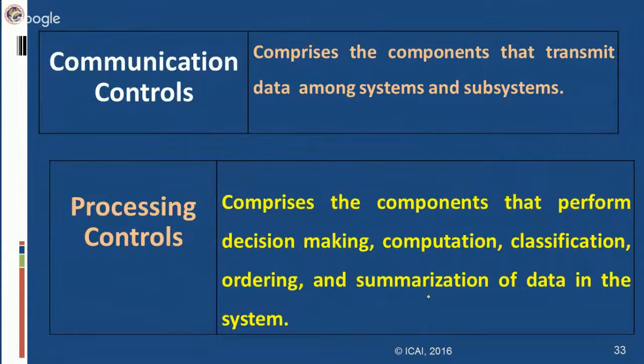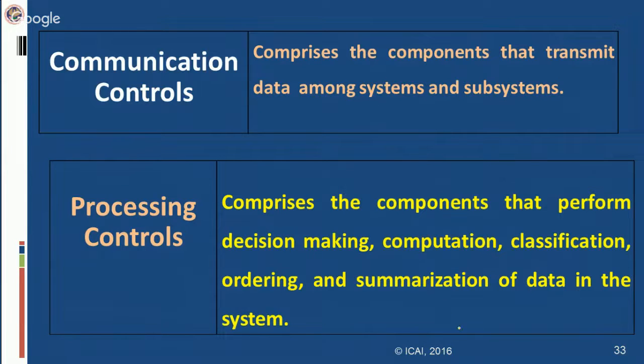Communication controls. It comprises the components that transmit data among systems and subsystems. So the data flow has to be there from a process to another process, from a system to a subsystem. So the communication controls need to be put in place that while transmitting data from one system to another, the data does not get lost or tampered. So the communication controls need to be put in.